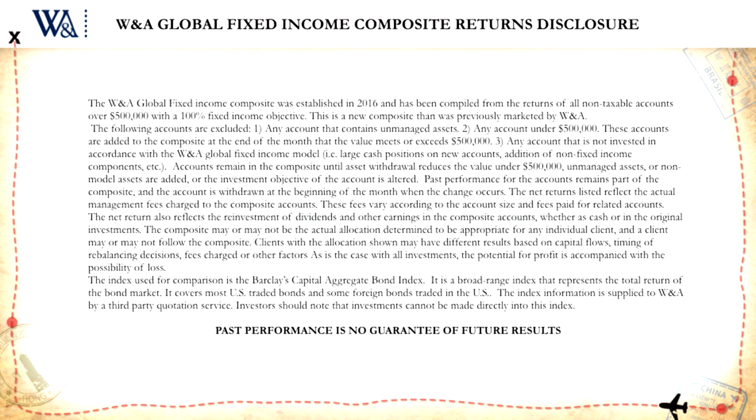individual client, and a client may or may not follow the composite. Clients with the allocation shown may have different results based on capital flows, timing of rebalancing decisions, fees charged, or other factors. As is the case with all investments, the potential for profit is accompanied with the potential of loss. The index used for comparison is the Barclays Capital Aggregate Bond Index. It is a broad-range index that represents the total return of the bond market.